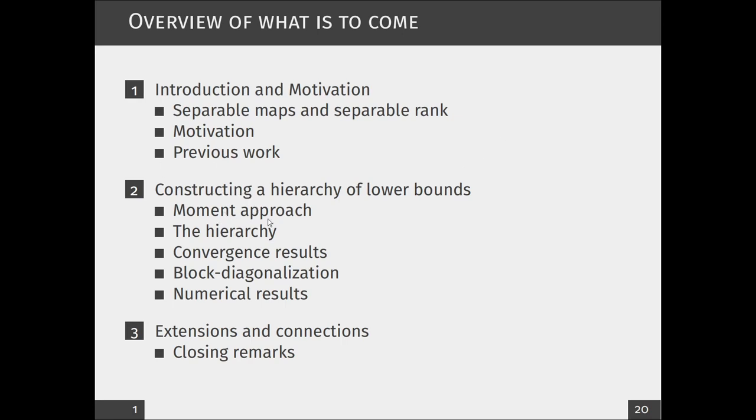We'll be doing this via the moment approach from polynomial optimization. A few members of the audience will be intimately familiar with this technique. We'll get a hierarchy out of this. We'll talk about some convergence results. There's a block diagonalization in the formulation. And then we'll show some numerical results. And then we'll conclude with some extensions, connections, and closing remarks. All right.